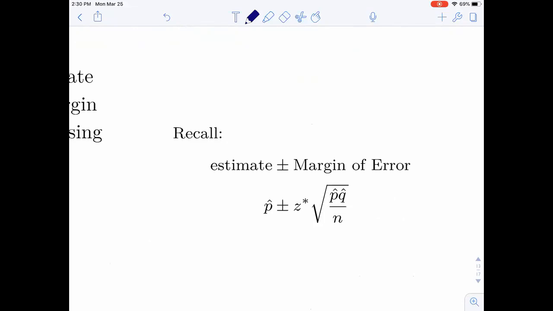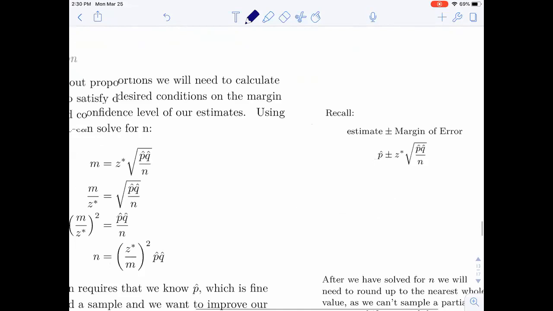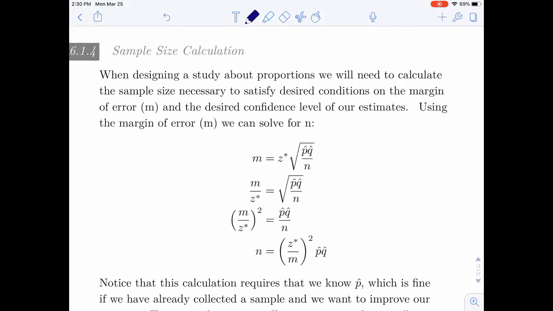For any confidence interval, we've got the estimate and then plus or minus the margin of error. So now our margin of error is z star times the square root of p hat q hat over n. And so we can say, okay, if we let m, lowercase m, be our margin of error, then m is z star times the square root of p hat q hat over n. If we want to solve for n in this formula, then we can just rearrange, and we're left with z star over m all squared times p hat times q hat.